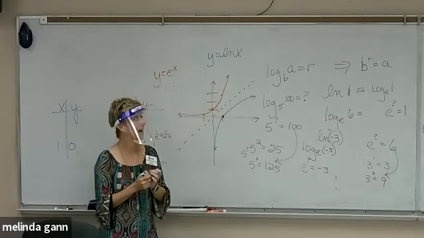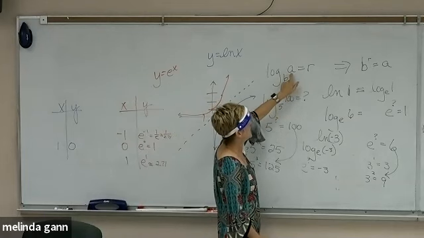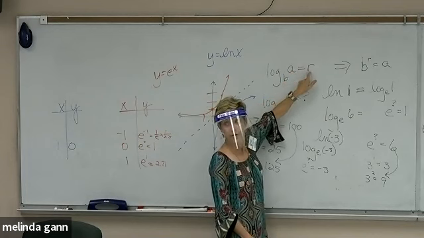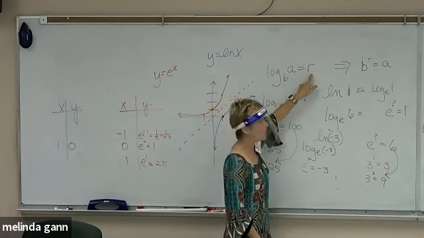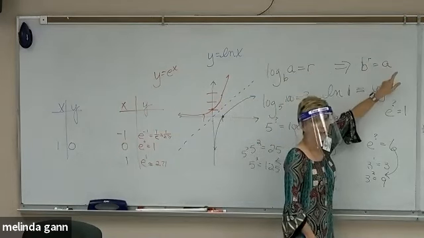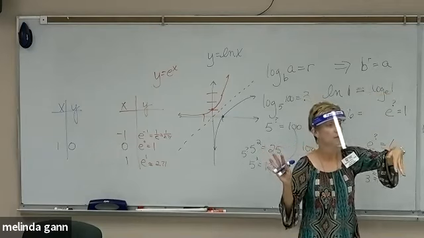Now think about why. Aren't you feeding in basically A's and getting out R's? Over here, what are you feeding in? R's and getting out what? A's. See, the domains and ranges get what? Switch.